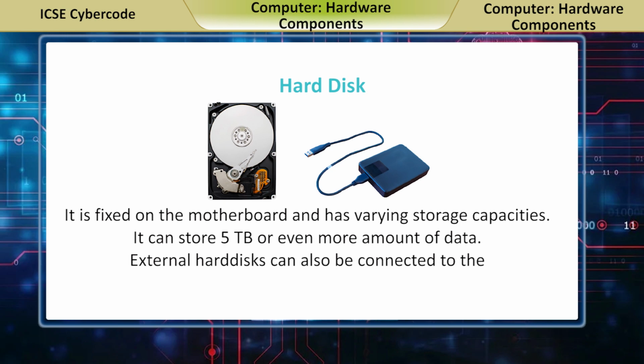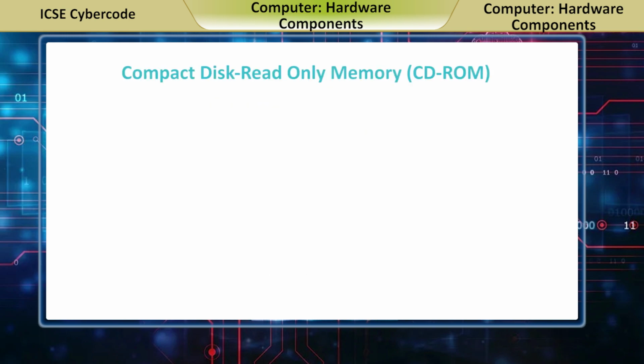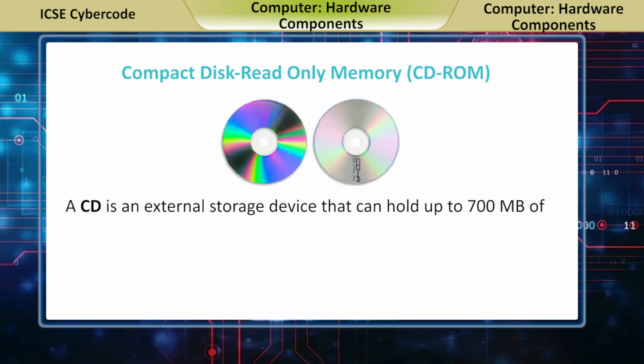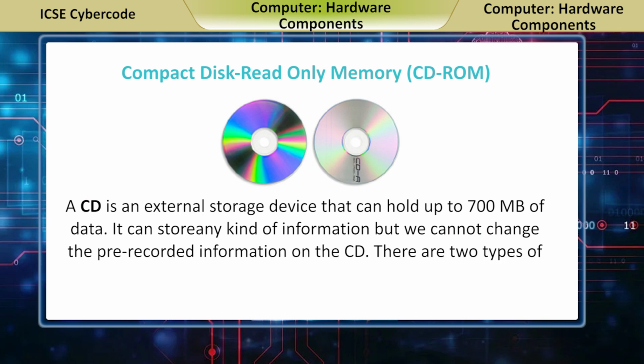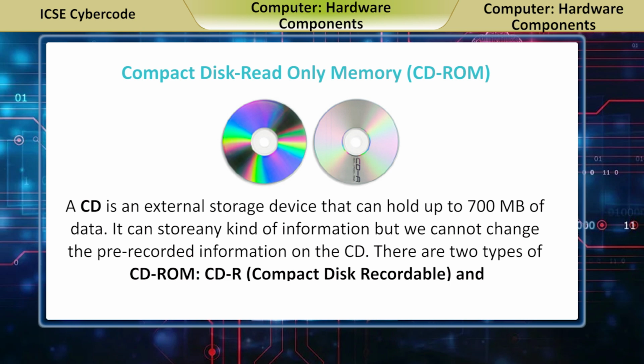External hard disks can also be connected to the computer for additional storage. Compact Disc Read-Only Memory, CD-ROM. A CD is an external storage device that can hold up to 700 megabytes of data. It can store any kind of information, but we cannot change the pre-recorded information on the CD. There are two types of CD-ROM: CDR, compact disc recordable, and CDRW, compact disc rewritable.